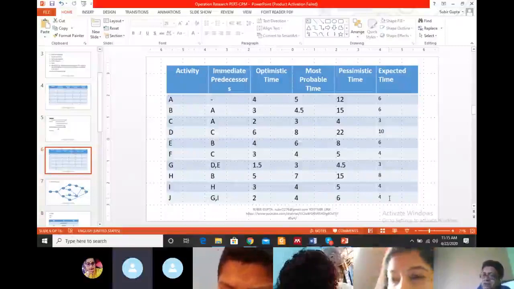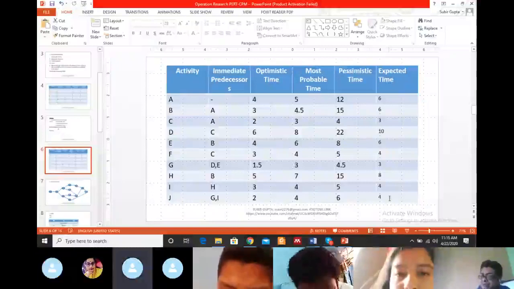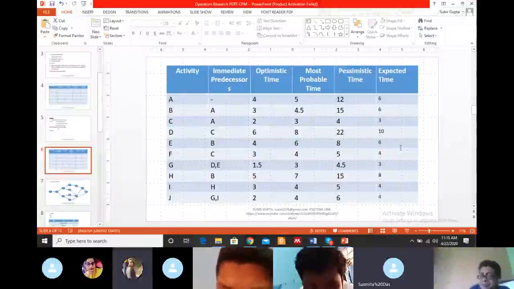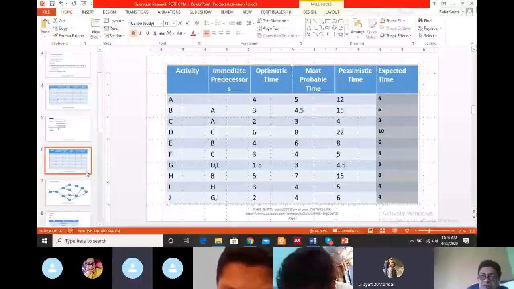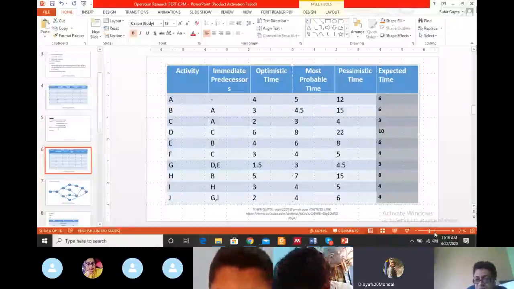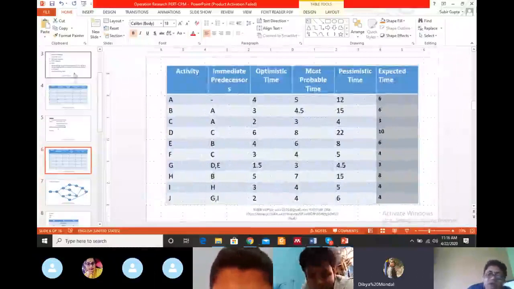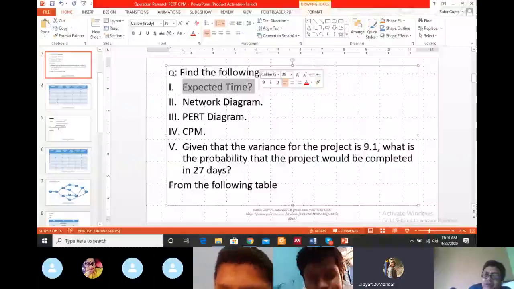I assume that up to slide 6, you have no problem. Is it okay for everybody or not? Yes, sir. Can I go for the next problem? The first question, find out the expected time. That part is over properly.